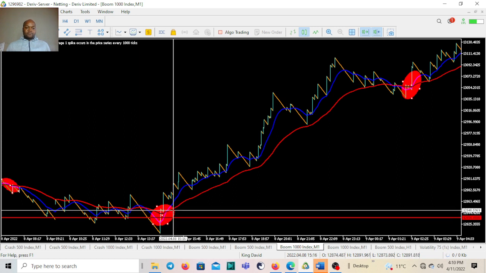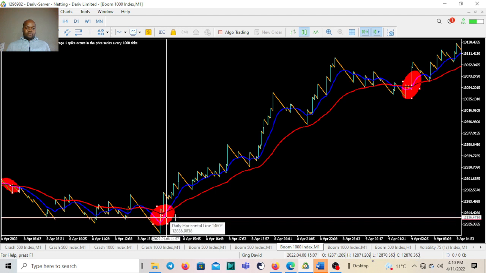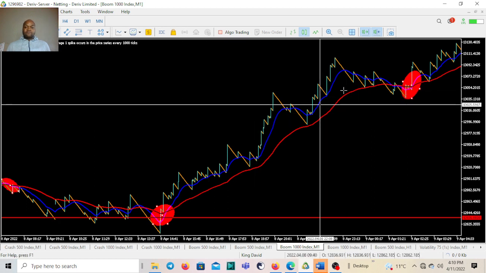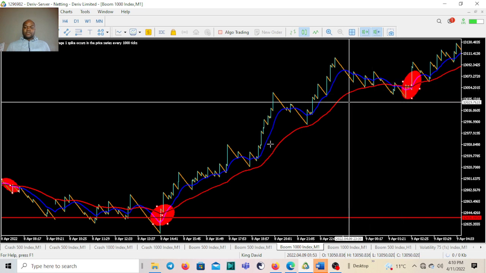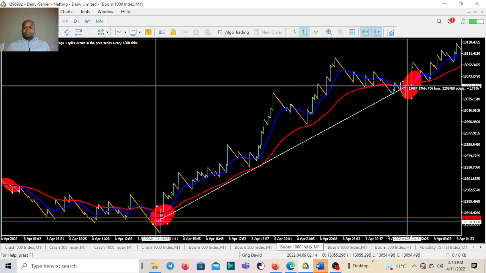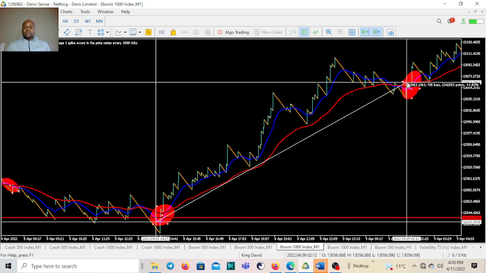Your stop loss is below the 200. You place it here below the what? The 200. And then you're going to remain in the trade until the blue line, which is our 50 exponential moving average, crosses below. So you exit here. You see? That's how simple this strategy is. Look at the pips. You're going to be in huge profit.